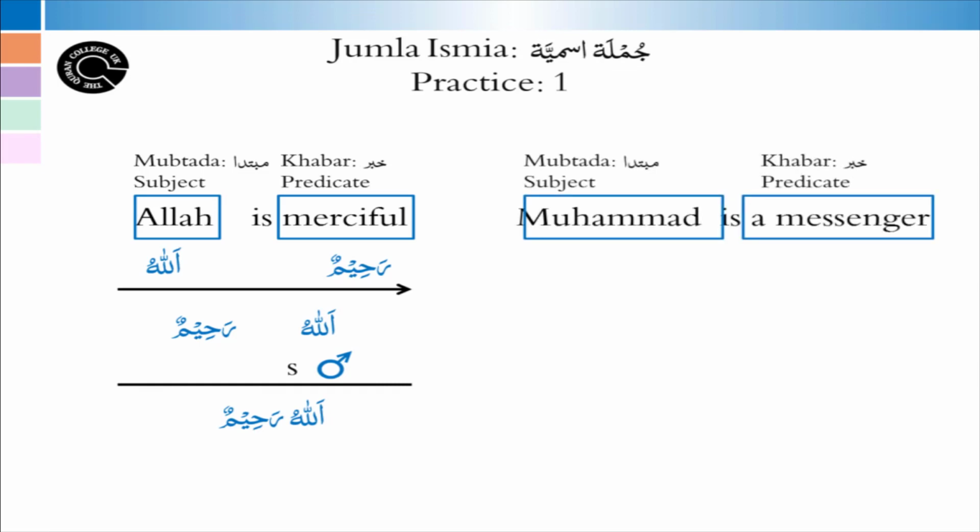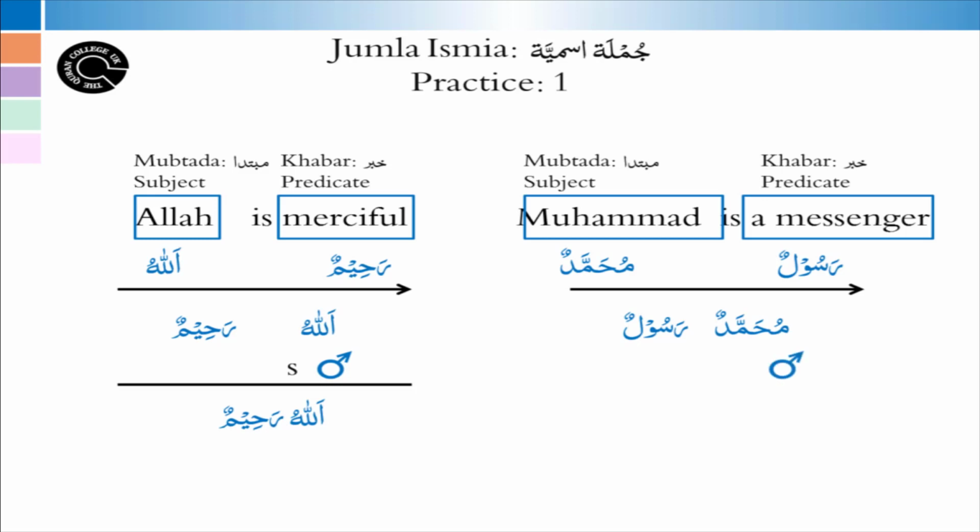The second sentence is Muhammad is a messenger. For a messenger, we use Rasulun. For the name of Muhammad, we will use Muhammadun. The sentence will become then Muhammadun Rasulun. Since Muhammad in this case is a known person, a prophet, it does not require al to be added to make it a definite noun. Muhammadun is masculine and singular. Rasulun follows the masculine and singular form. Therefore the final sentence would become Muhammadun Rasulun.